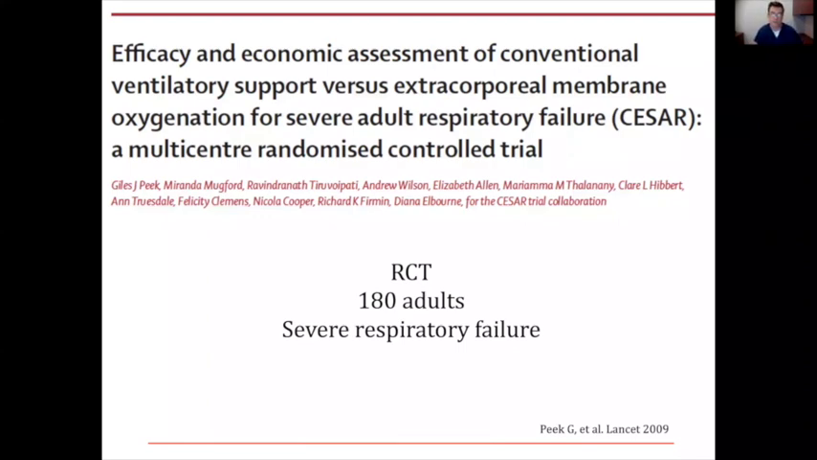And so one of those is the CESAR trial that I'm sure you're all familiar with, which was by Giles Peek and colleagues, published in The Lancet in 2009, as I had mentioned earlier. And this was a randomized trial of 180 adults with severe but potentially reversible respiratory failure. And it's important to note that this was not a trial of ECMO versus no ECMO. This was a trial which randomized patients either to stay at a conventional management center to be managed under a ventilator, or you were randomized to go to one hospital, Giles Peek's hospital, Glenfield in Leicester in the United Kingdom.